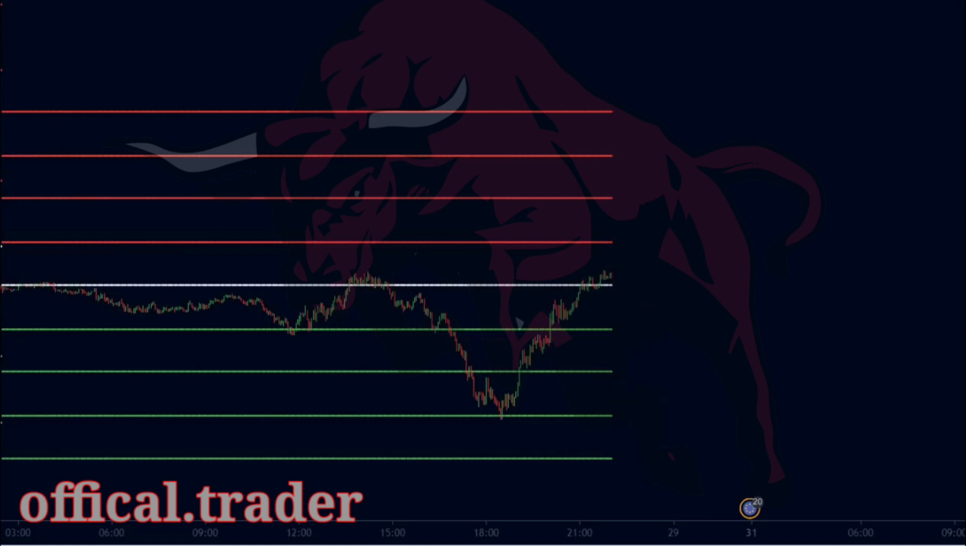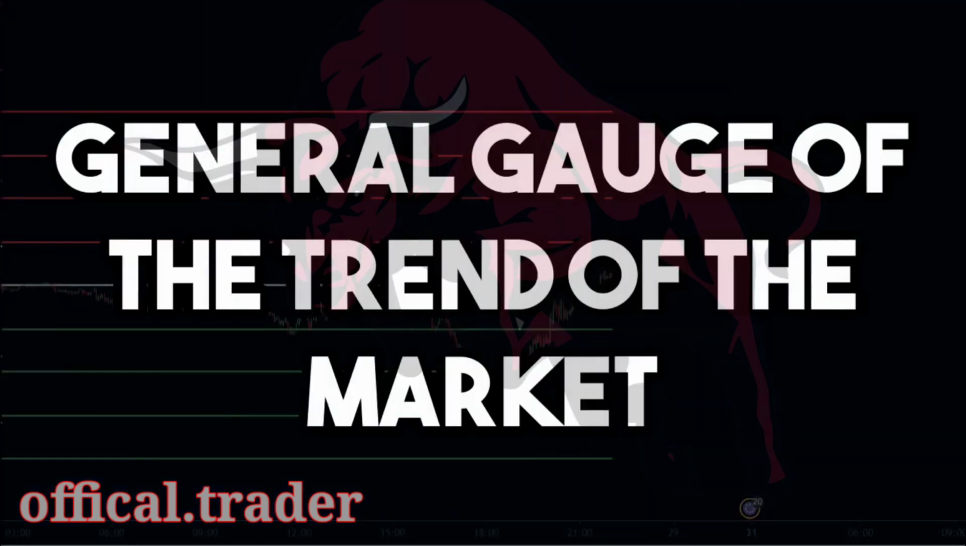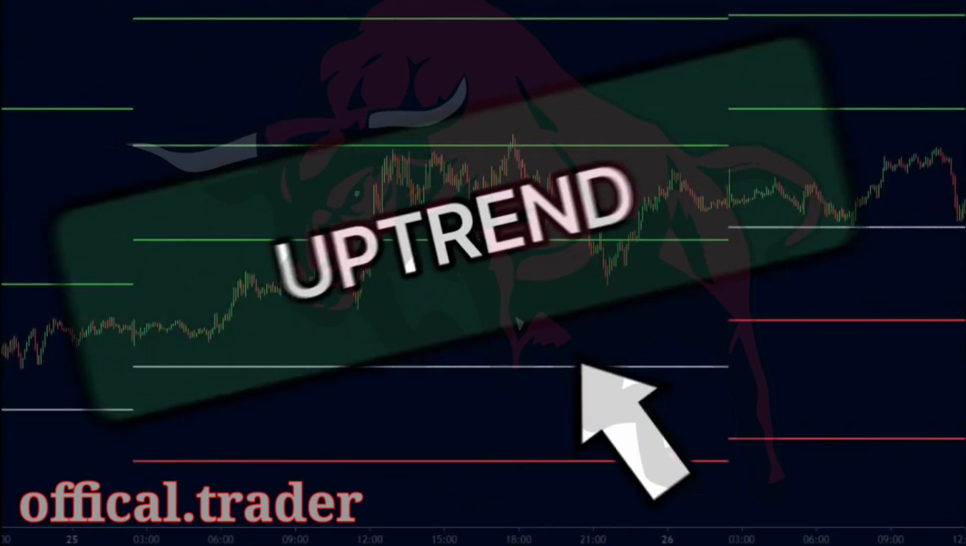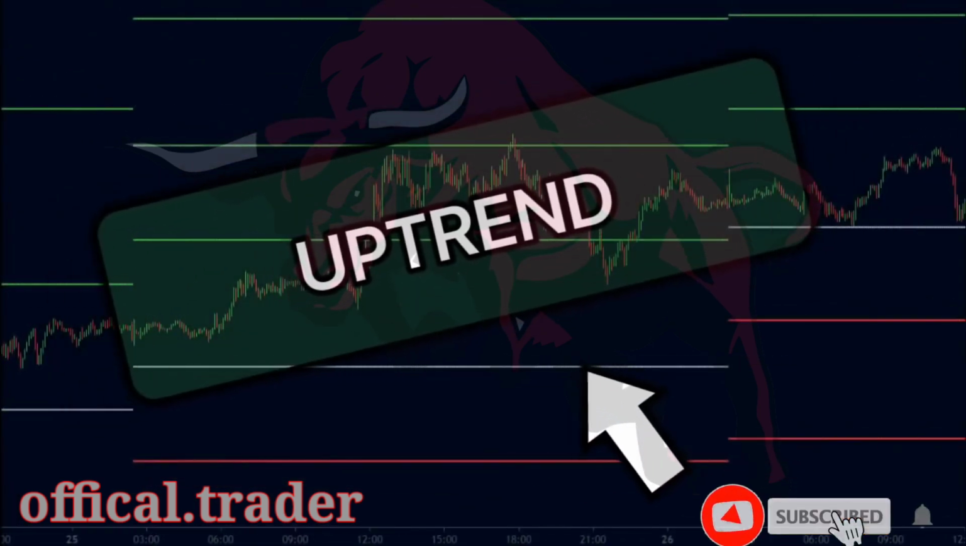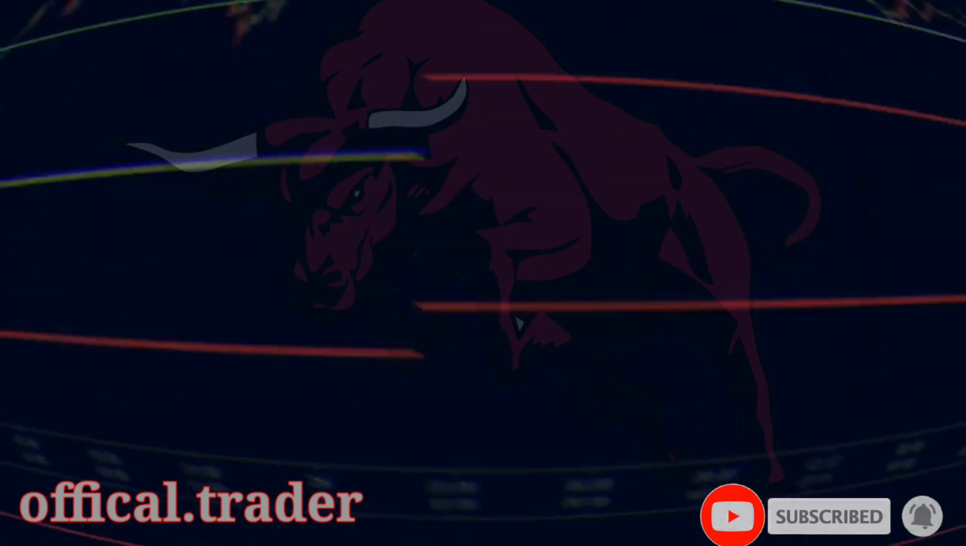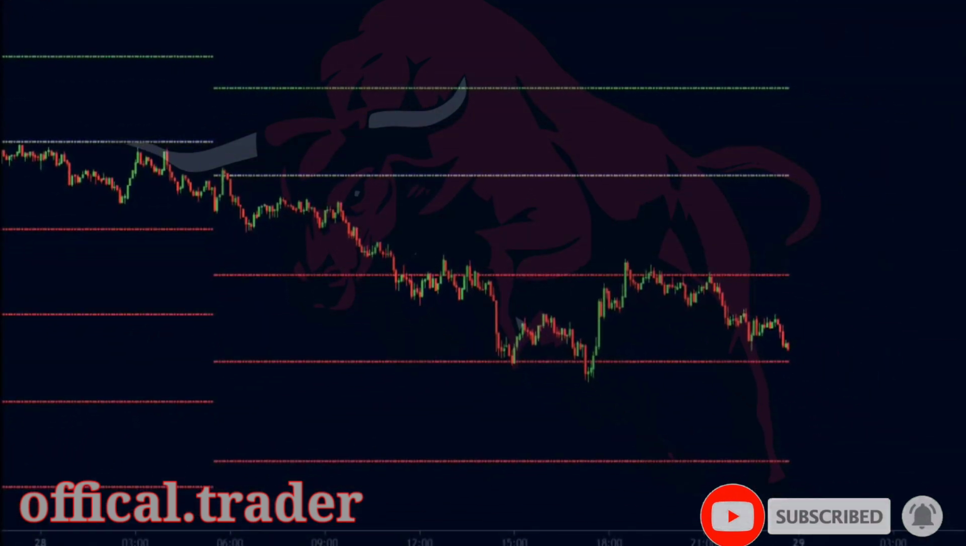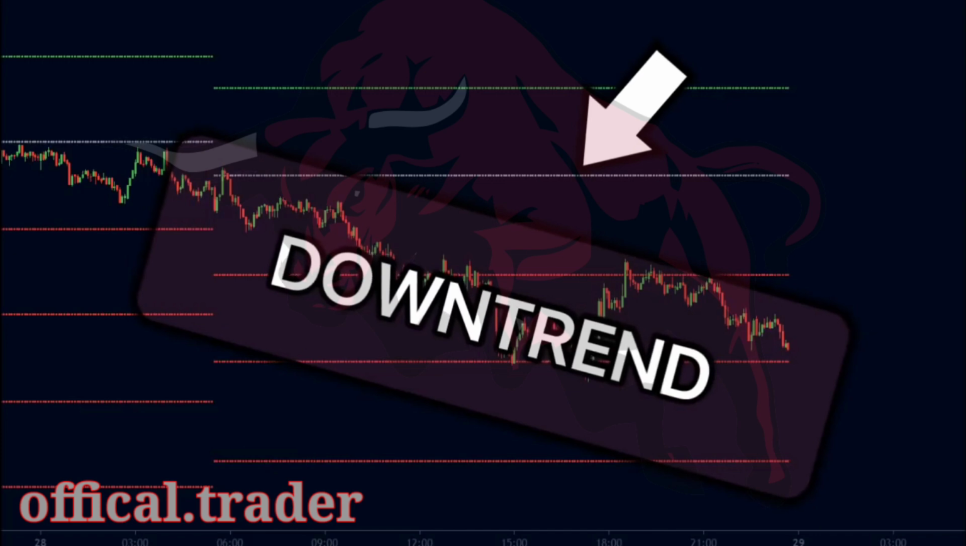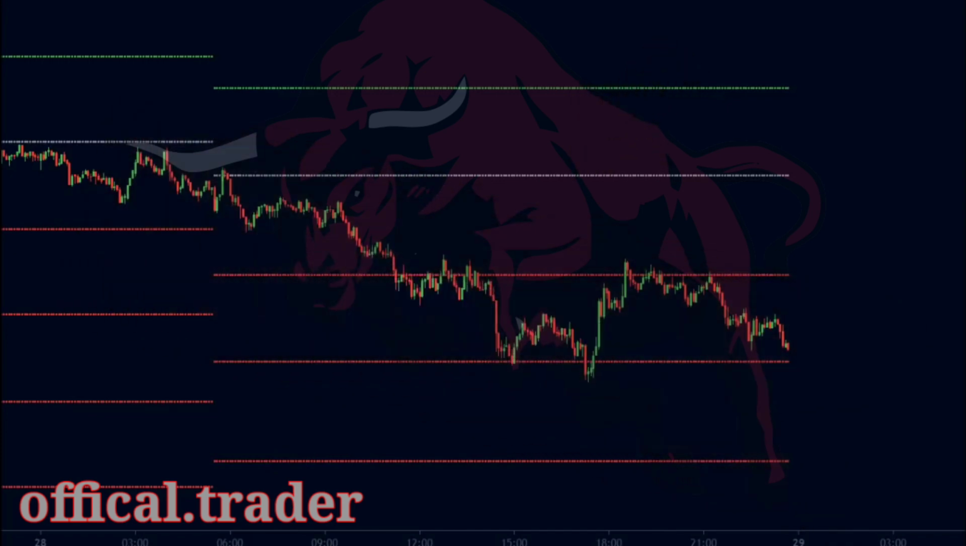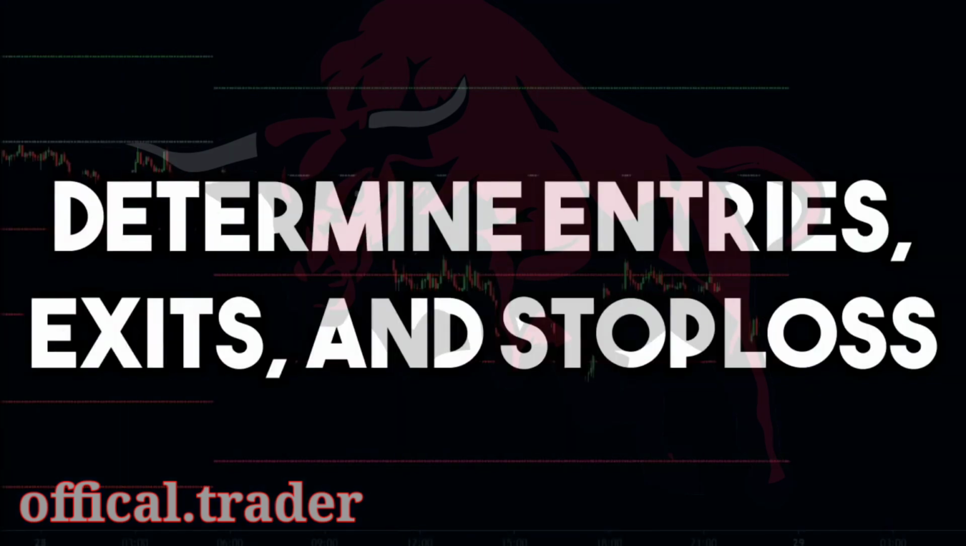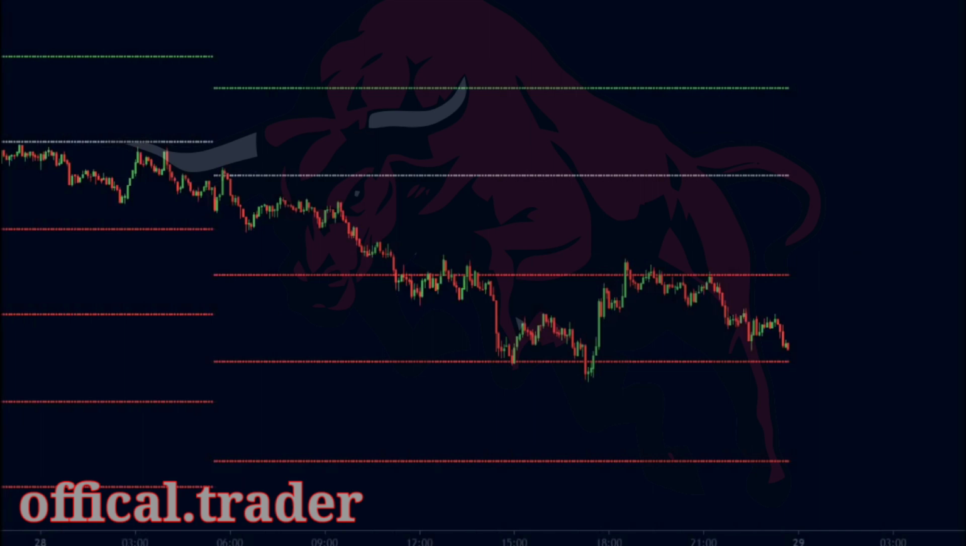The theory behind pivot points is very simple. They give us a general gauge of the trend of the market. For instance, if the price is trading above the central pivot, we can say that the price is in an uptrend. And if the price is trading below the central pivot, then we can say that the price is in a downtrend. Traders also use the pivot points to determine the entry, exits, and stop losses. Now, these were the standard pivot points.